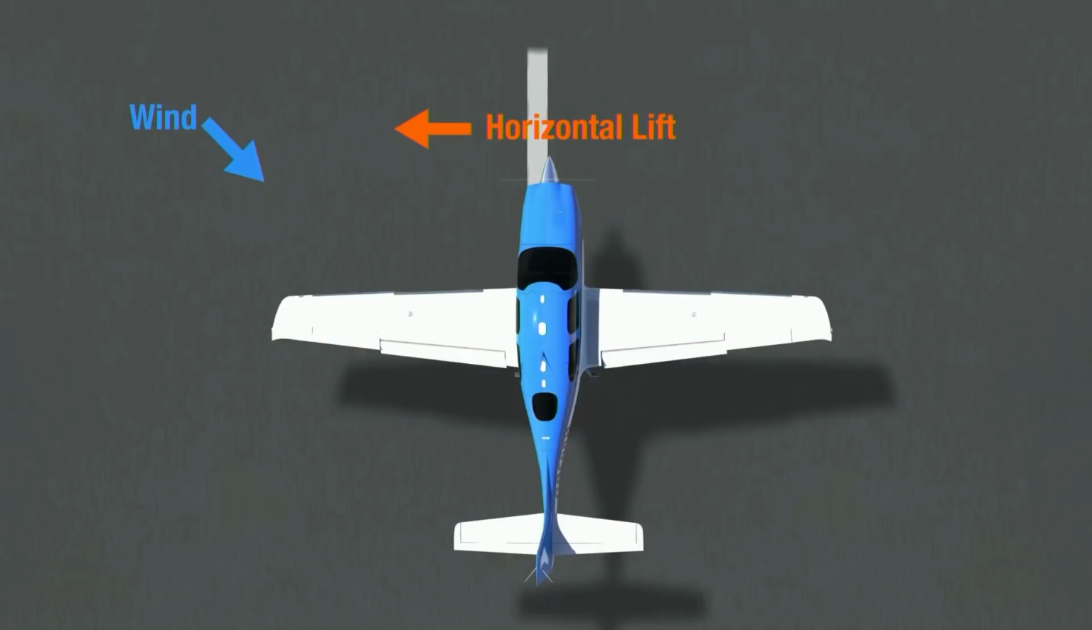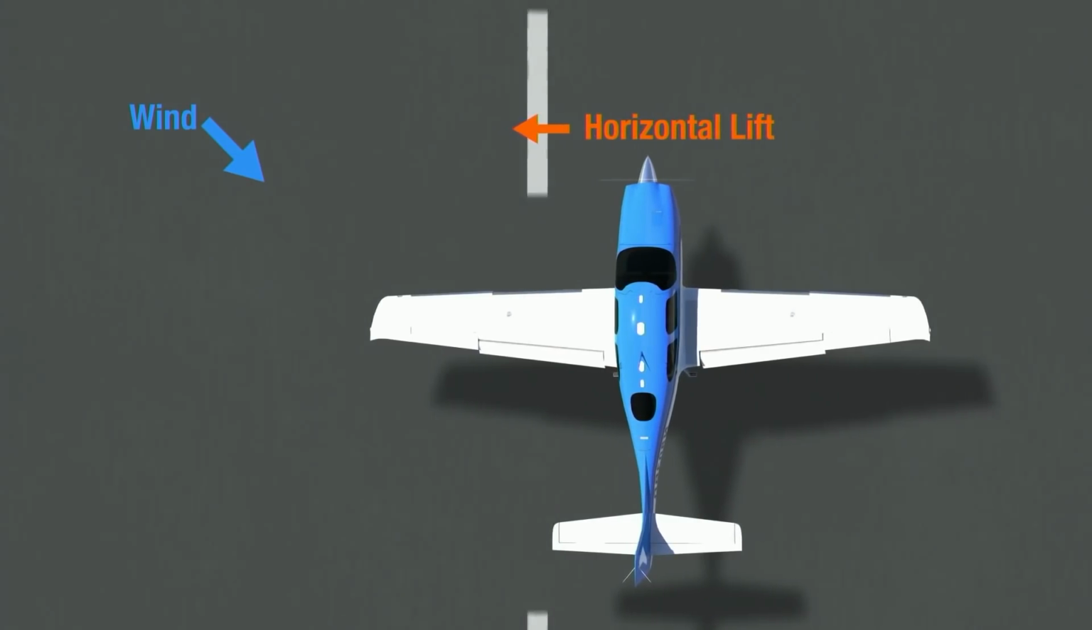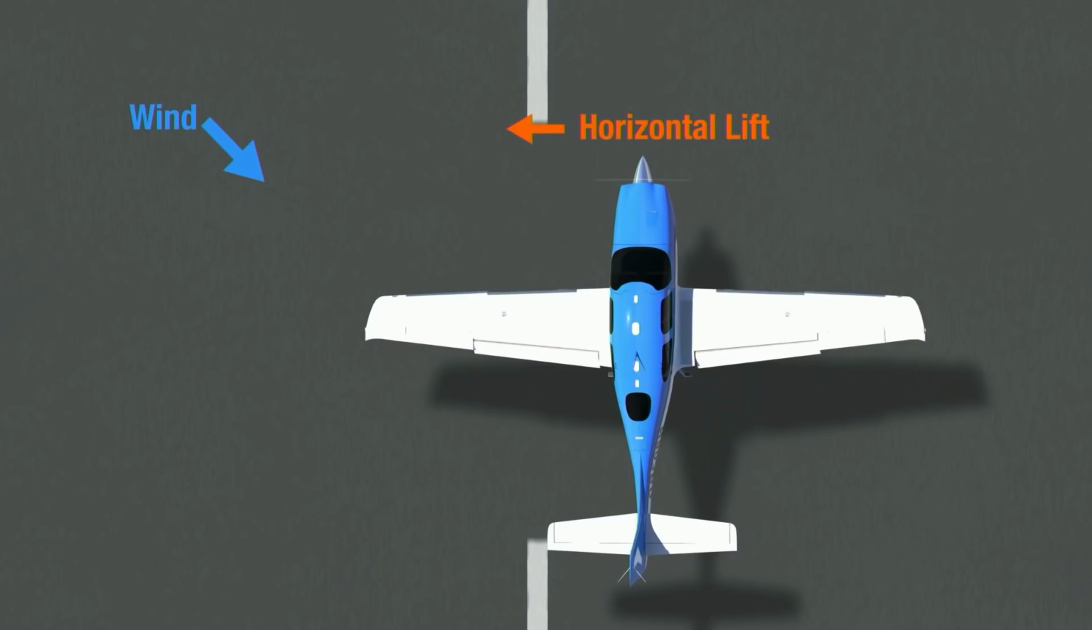Bank is going to control your drift. Rudder is just there to keep the airplane's nose aligned with the center line. So if the airplane starts moving away from the center line, like you can see here, the airplane is moving downwind. This scenario, where the airplane starts drifting downwind, means that you don't have enough bank.